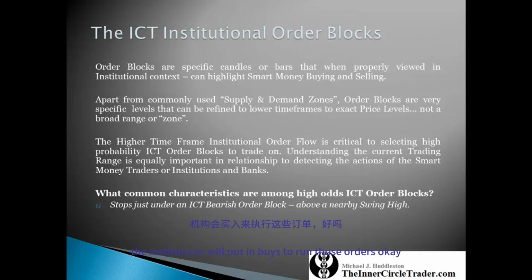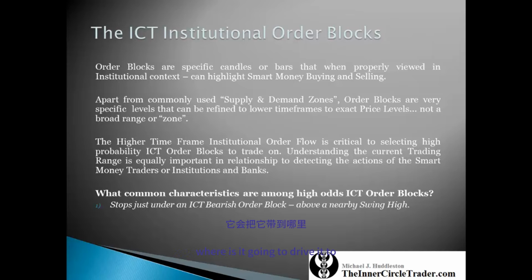The institutions will put in buys to run those orders, and what will happen is they'll put in a good buying influence, and once the market prints at that high, at that swing high, all of those orders that are above it and resting buy stops will become market orders to buy at the marketplace, and that will further drive price higher.